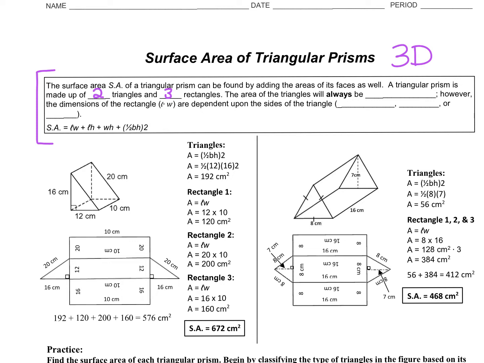The area of the triangles will always be the same, right? Because they're the ends and they're going to be equal. However, the dimensions of the rectangles, so length times width, are dependent upon the sides of the triangle. So the length, the width, or the height. And all those 3 rectangles are going to be different depending on those 3 dimensions.